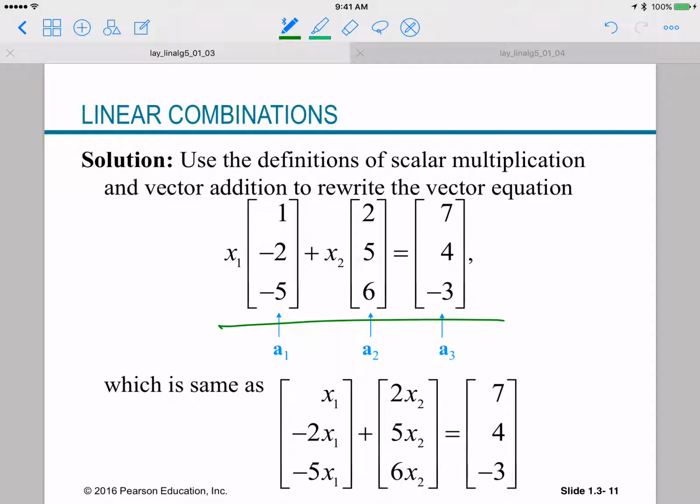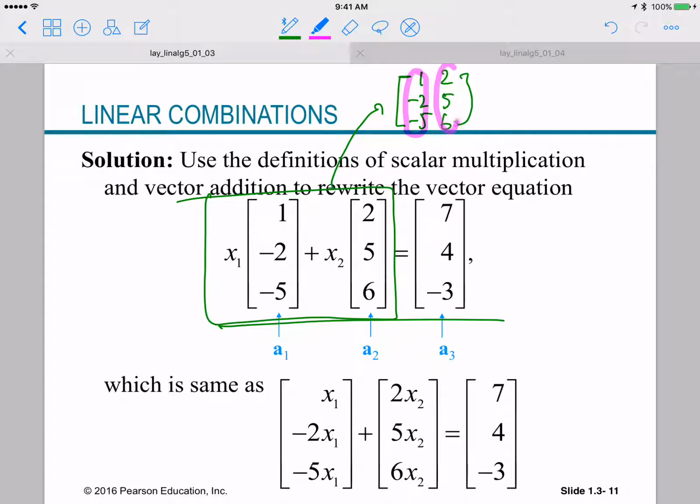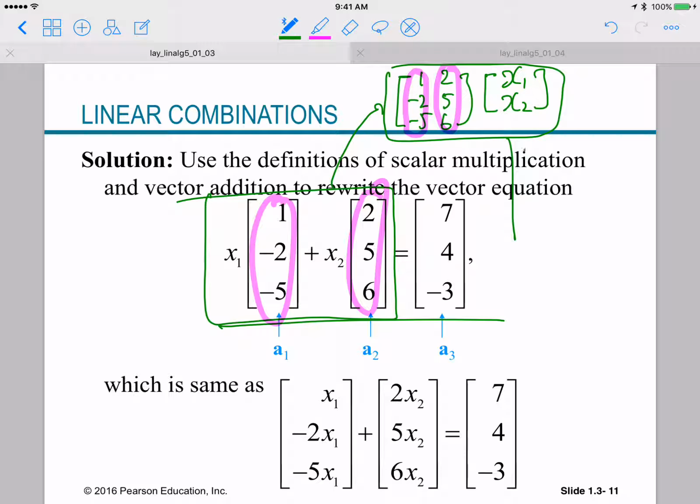So let's use this example. We focus on this part and try to rewrite it in matrix and vector form. And the answer is this. It's really simple. We just write the coefficient matrix, so this is the first vector and the second vector coming from here. We form one single matrix using the set of vectors that we are given, and then we form this matrix-vector multiplication, and this is the same as x1 times (1, -2, -5) plus x2 times (2, 5, 6).